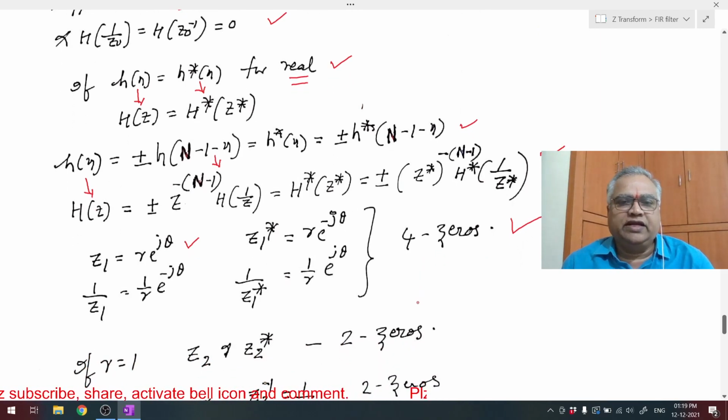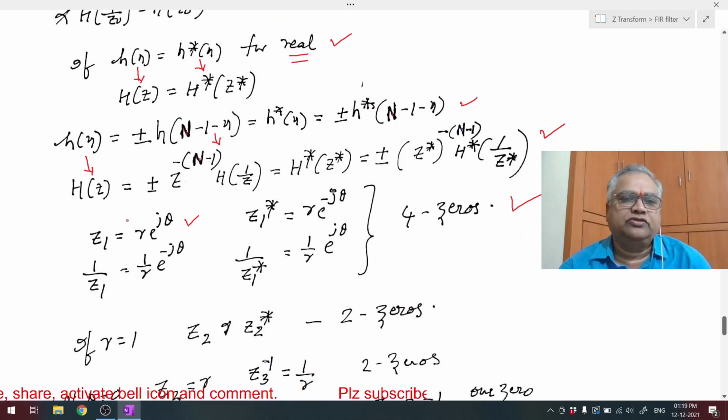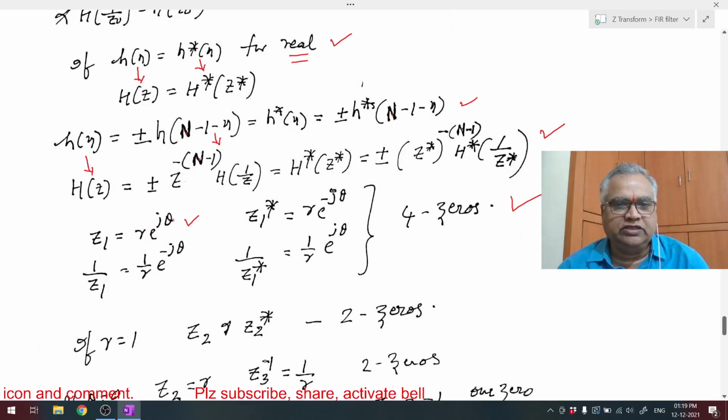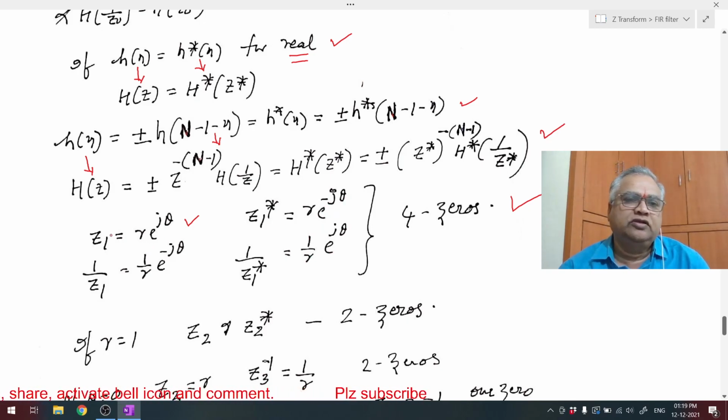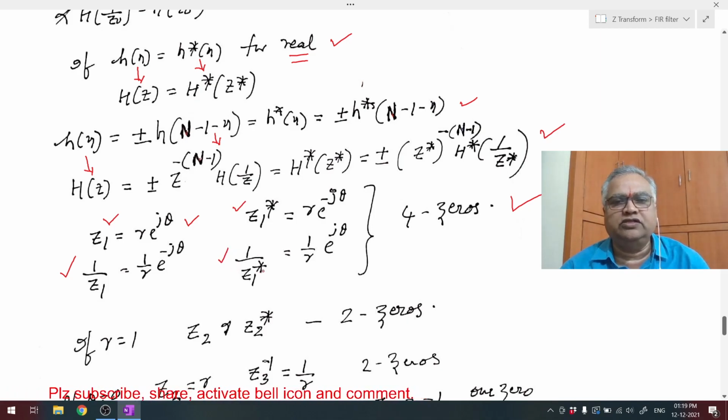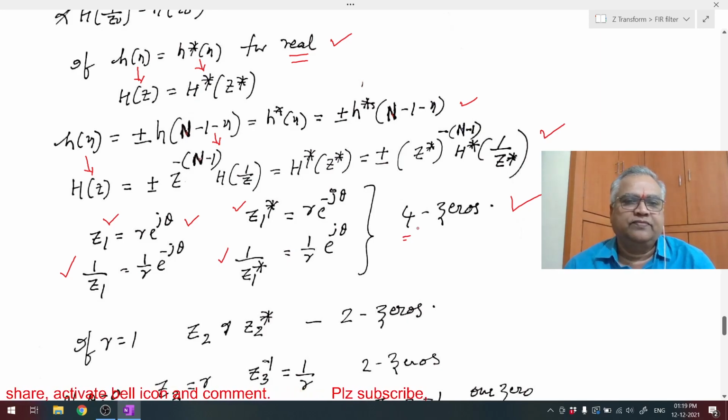Okay, this category contains 4 zeros. If there is a zero at r e^(jθ), there must be another zero at (1/r) e^(-jθ), r e^(-jθ), and (1/r) e^(jθ). Because z1 is there, then 1/z1 is there, z1* is there, 1/z1* is there. So this will obviously give 4 zeros.